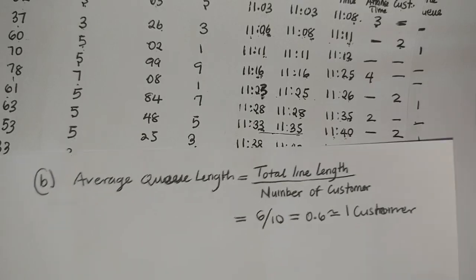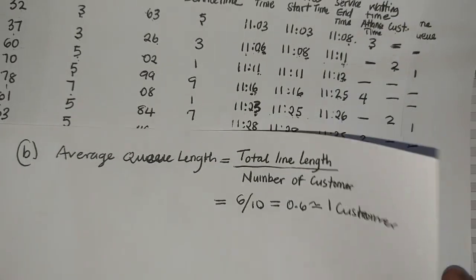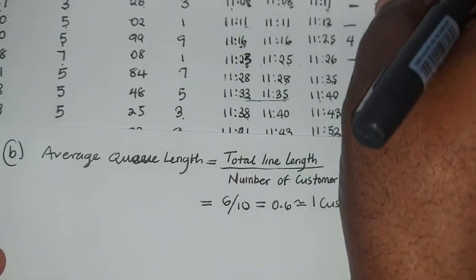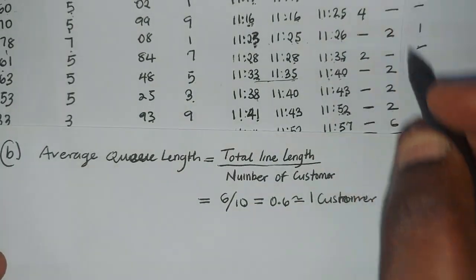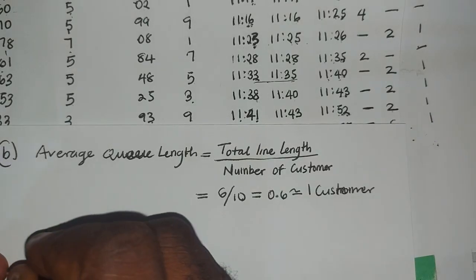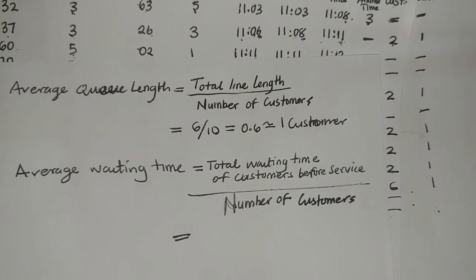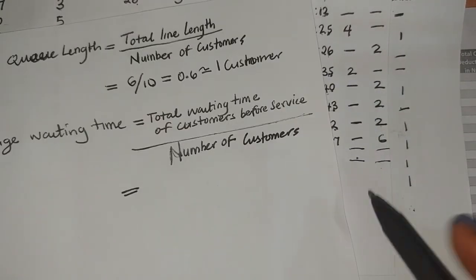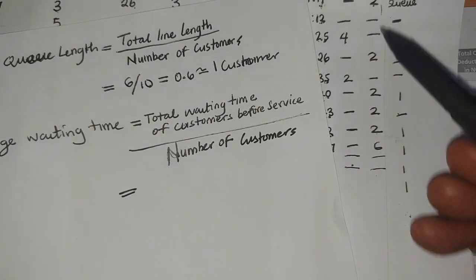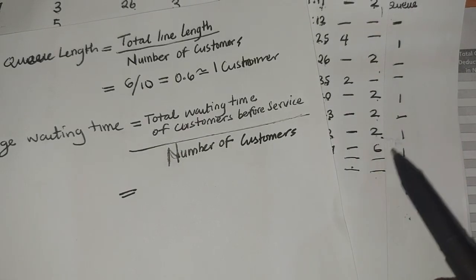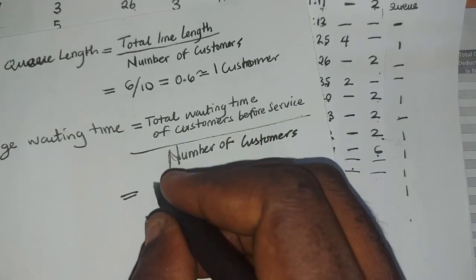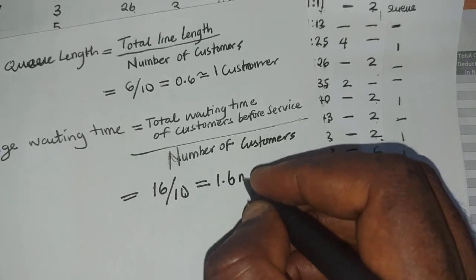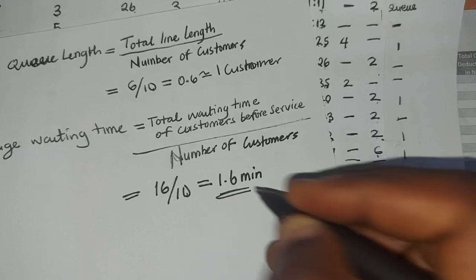All right. Then we have average waiting time. Average waiting time of customers is the total waiting time of customers before the service. So before the service, add 2 plus 2 plus 2 plus 2 plus 2, that's 10, plus 6. That's 16. So that will give us 16 divided by 10. That is 1.6 minutes. That is the average waiting time of customers.